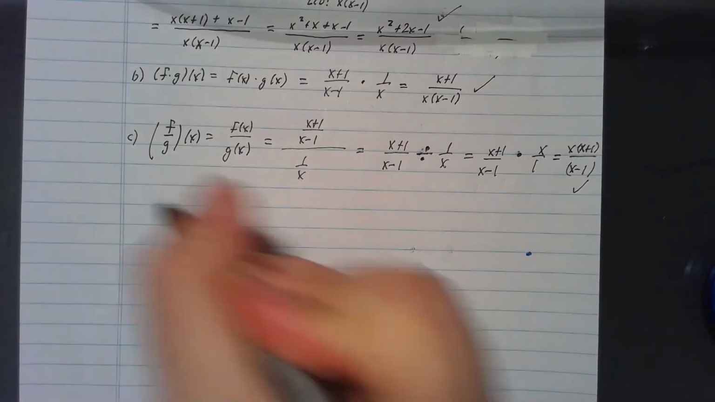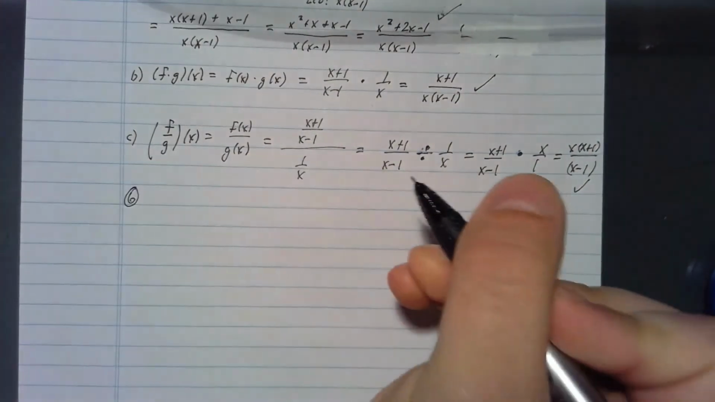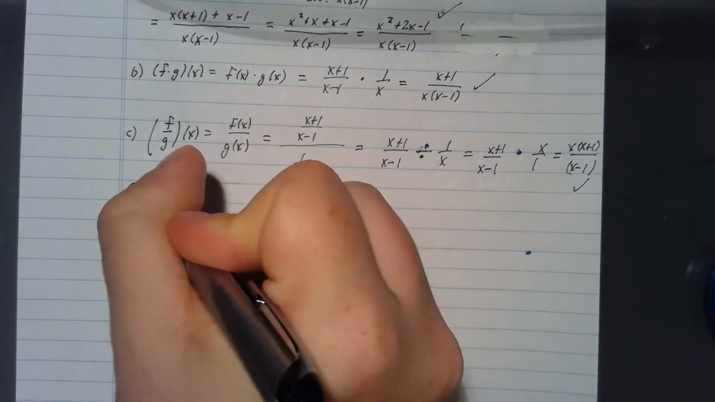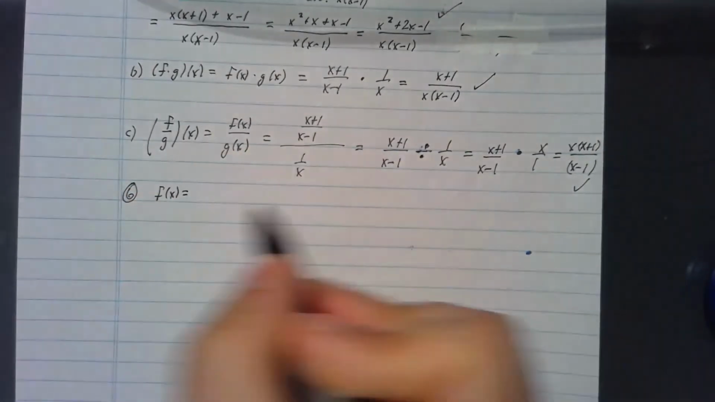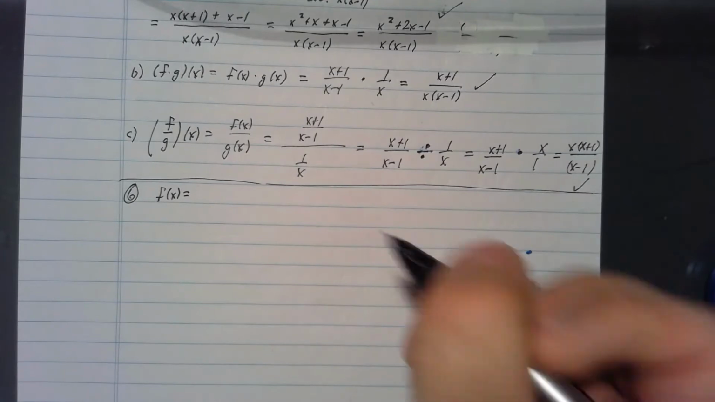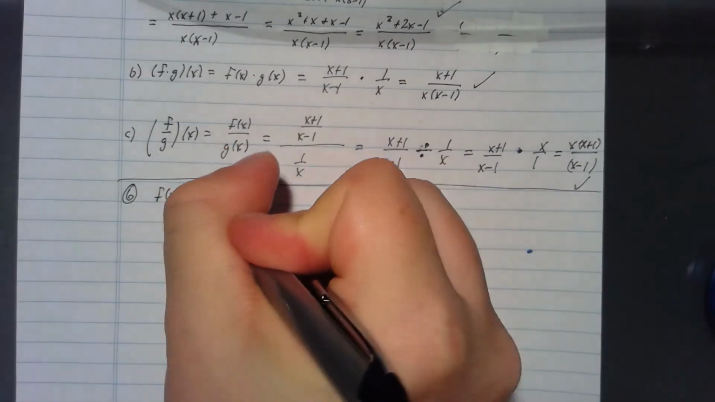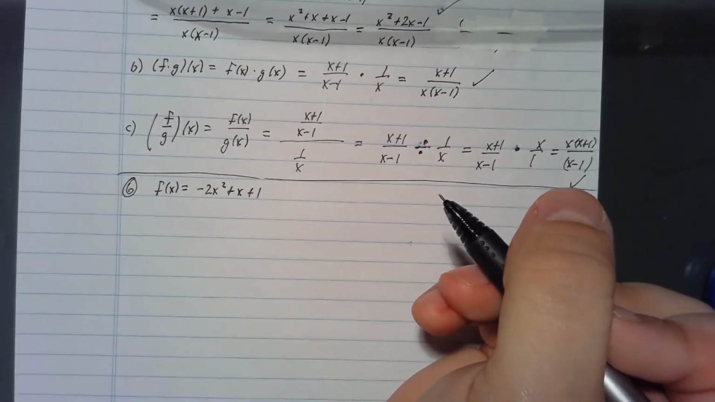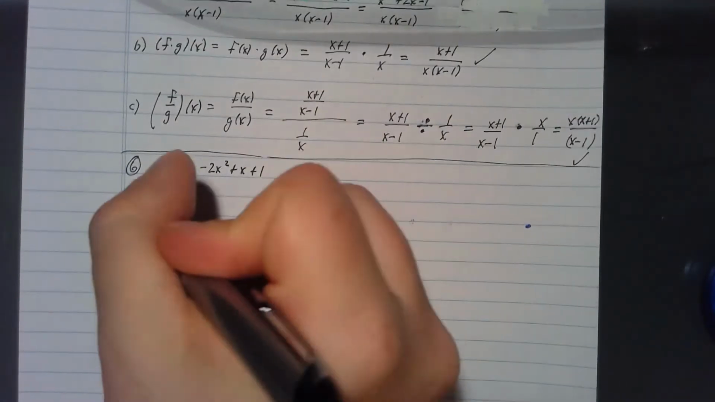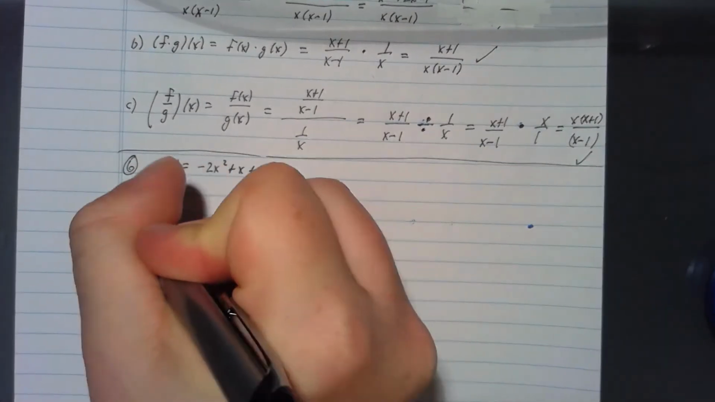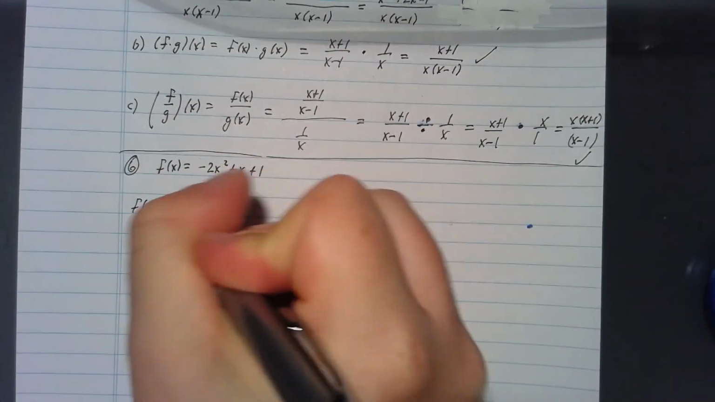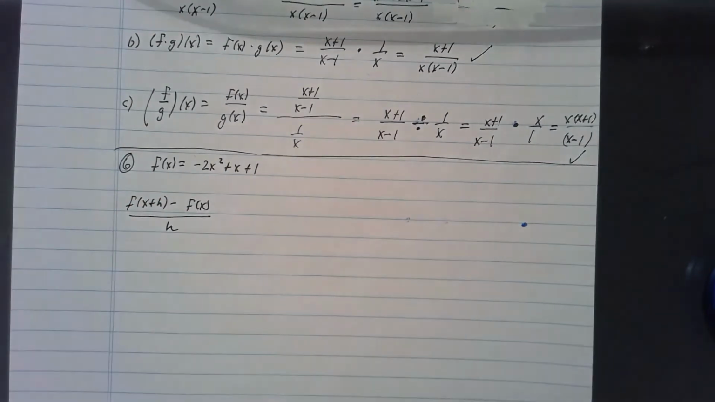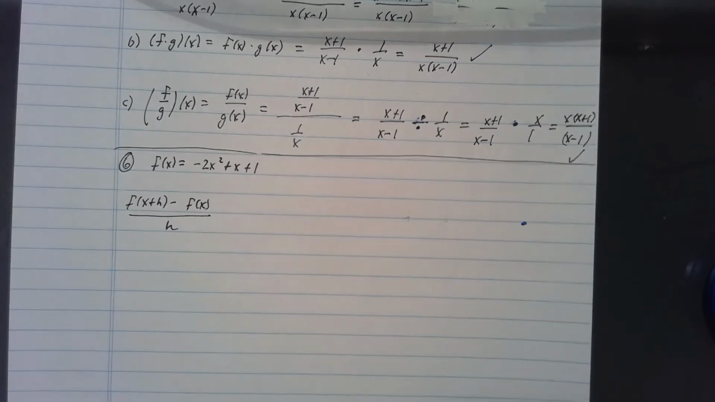Number 6 is finding the difference quotient of f of x equals negative 2x squared plus x plus 1. The difference quotient, remember, is f of x plus h minus f of x all divided by h. So the algebra behind this could get a little crazy, but you just take it step by step.